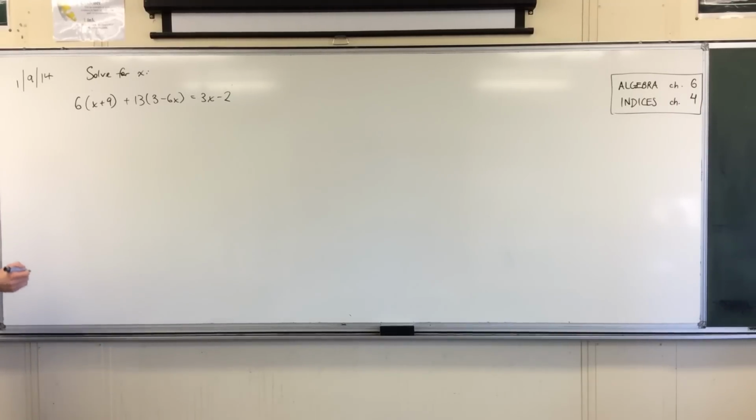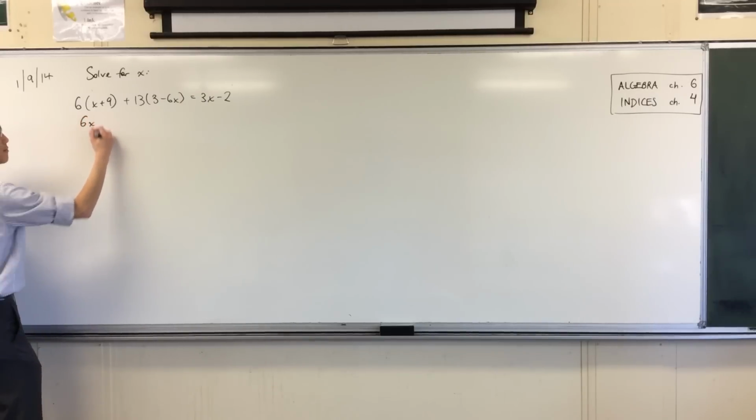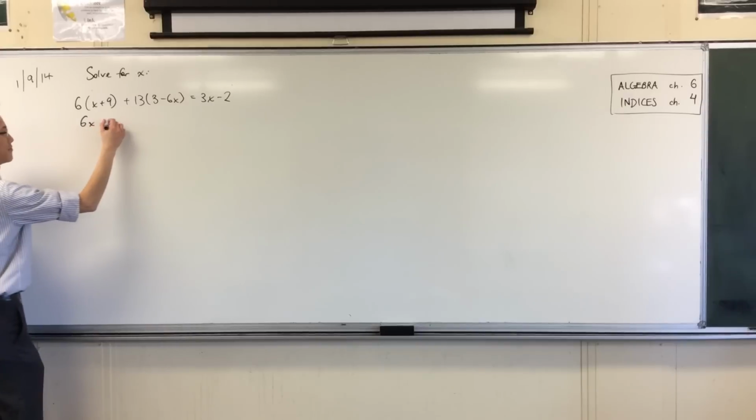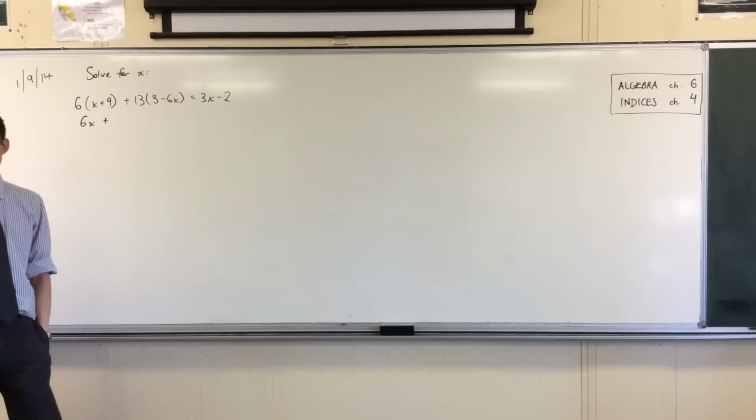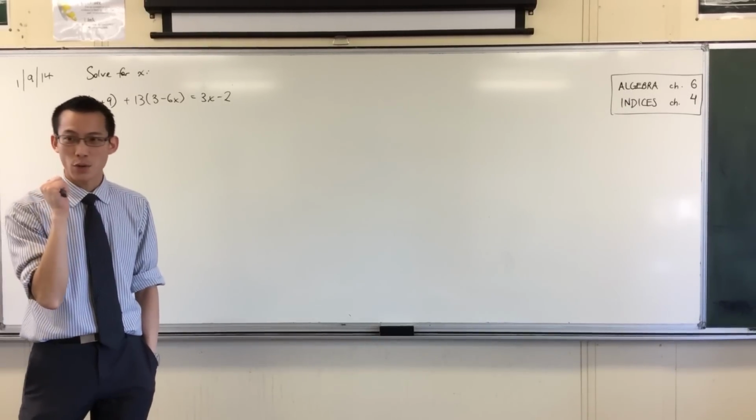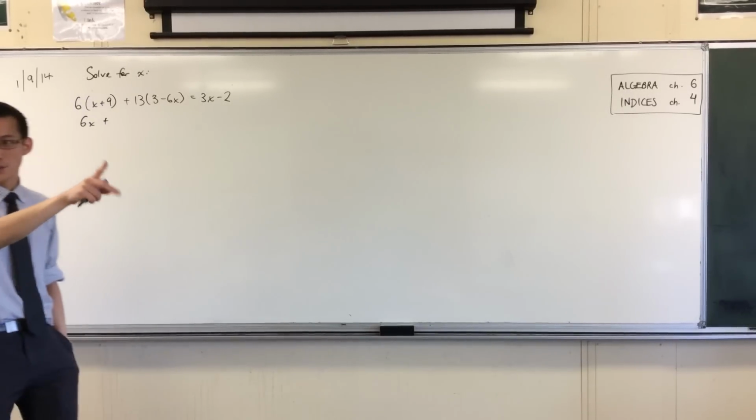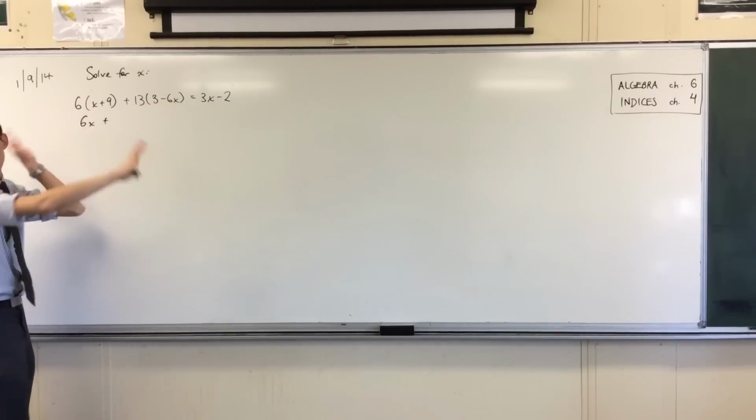Since you got the brackets, so you know you got to do that first. So good. It's going to be 6 times x, and then plus 6 times 9. Okay, so let's pause for a second. 54. Let's just work out what we were doing. The answer is 54. We see all these brackets here, right?